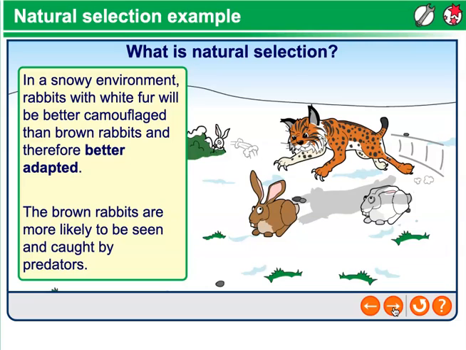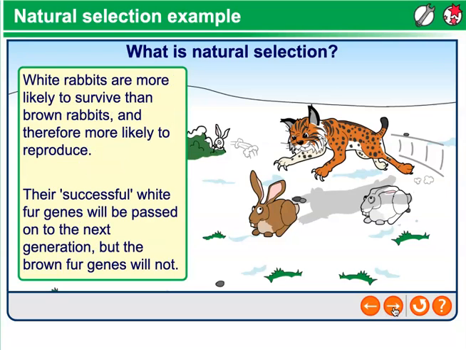In a snowy environment, rabbits with white fur will have better camouflage, and therefore they will be better adapted to the environment. The brown rabbits are more likely to be seen and caught by predators. White rabbits are more likely to survive than the brown rabbits, and therefore more likely to reproduce. Their successful white fur genes will be passed on to the next generation. But the brown fur genes are less likely to do that, especially when there are fewer brown-furred rabbits to pass those genes on.